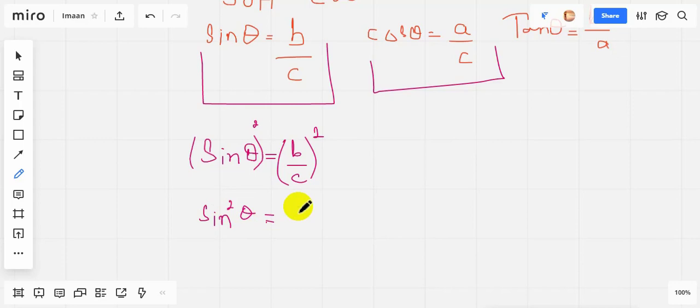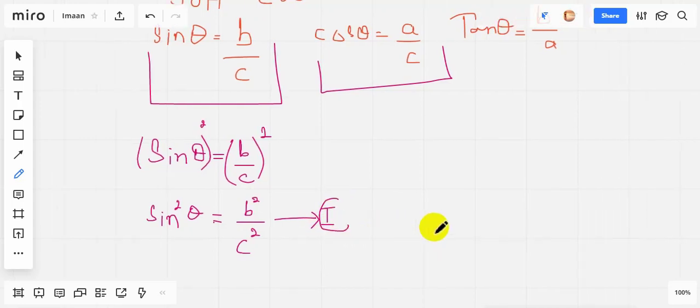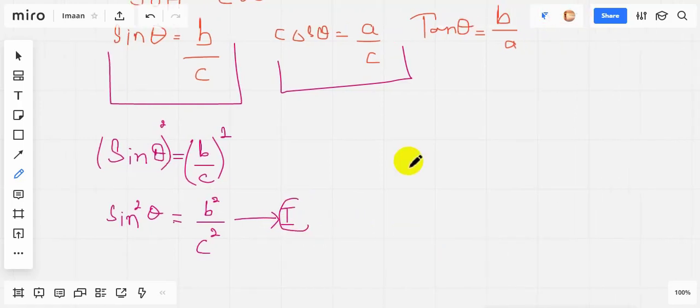equals B over C whole square. So square will be on both of them separately. So that will be B squared over C squared. Let's say this is one equation. Let's name it as equation 1. This is equation 1. Now let's take the cos theta.